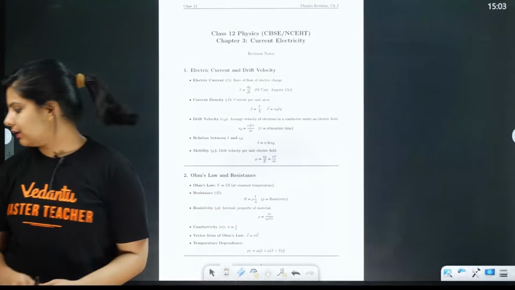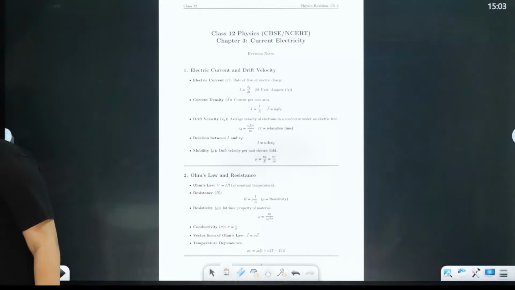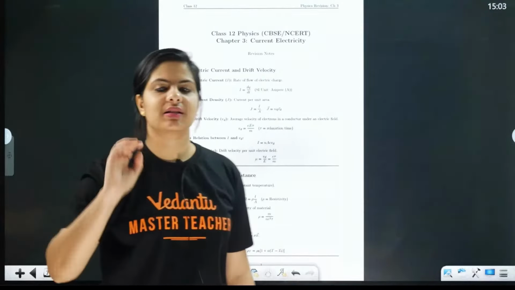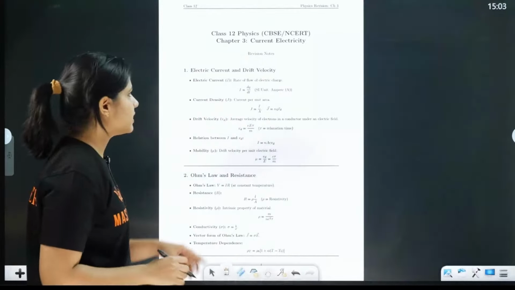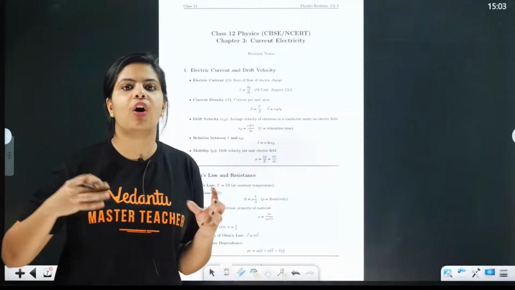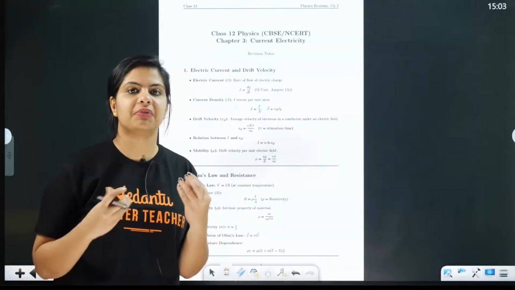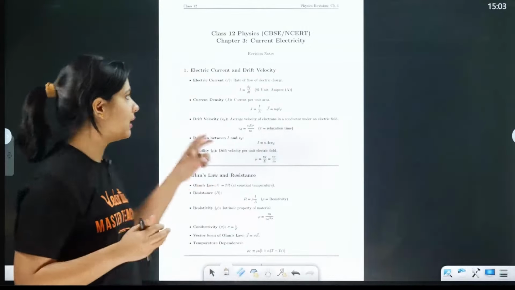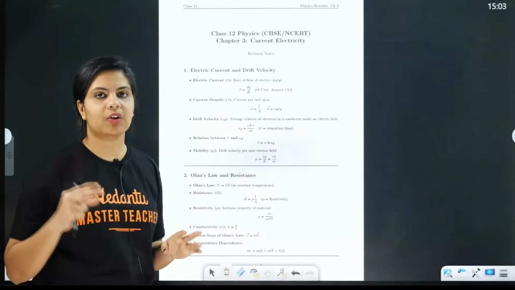Next we are moving to the third chapter, current electricity. In the current electricity chapter, first we are starting with electric current. Electric current is the flow of charges. In a conductor, it is the flow of free electrons, the rate of flow of charges.